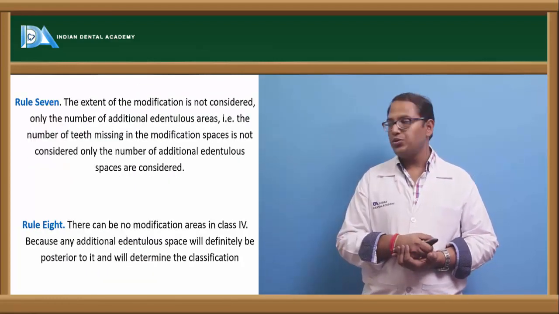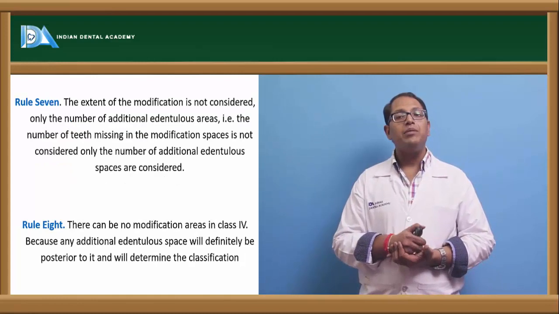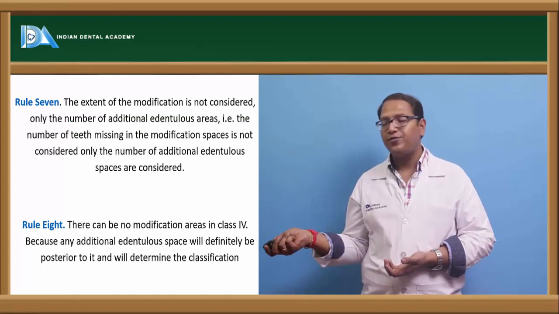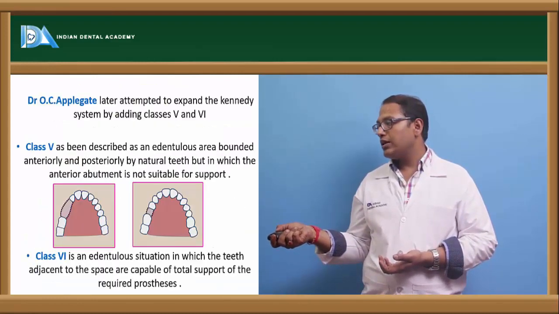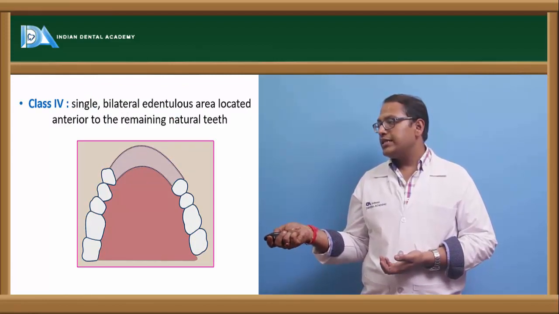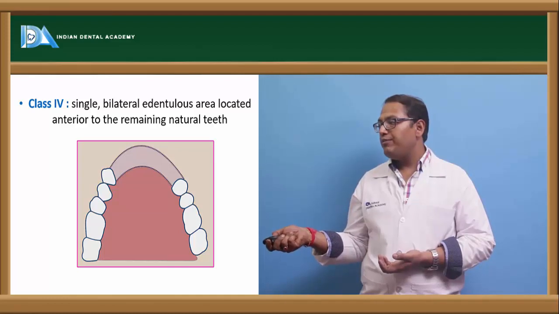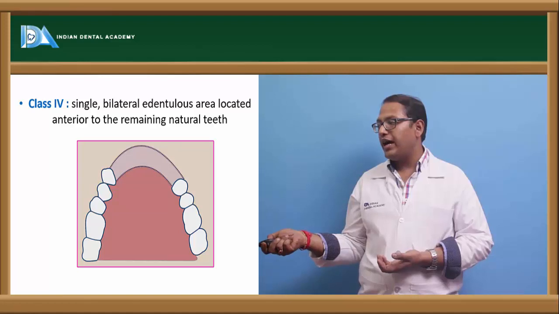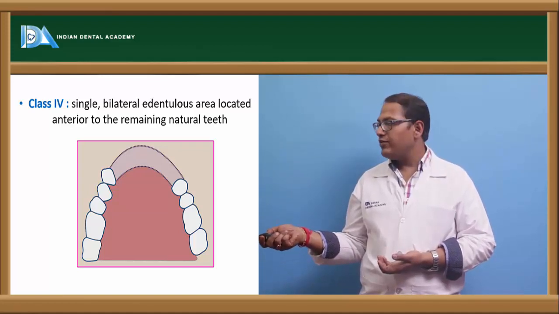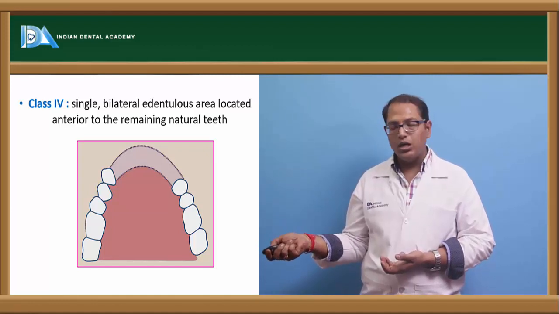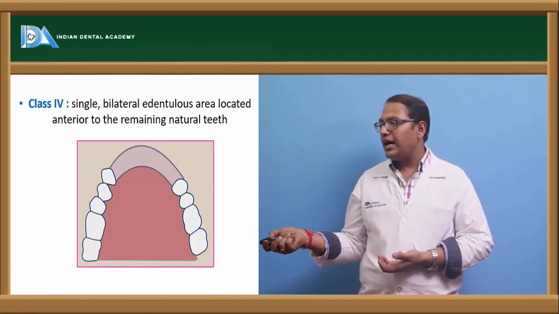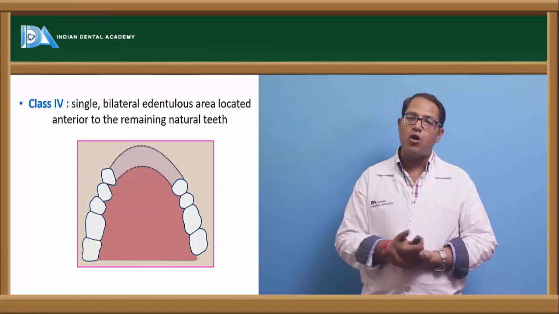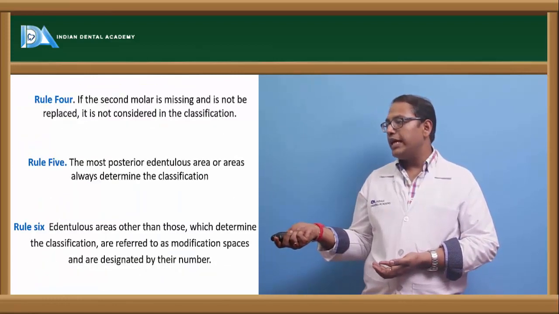Coming to the last rule, rule 8, there can be no modification for class 4. Why is that so? Now, class 4 is what? That is the anteriorly bilateral edentulous area. Now if there would have been any modification, that means any other edentulous area behind this area, that would have been considered as the classification. So that will not remain class 4 anymore. That is the reason class 4 cannot have any modification. That is rule number 8.